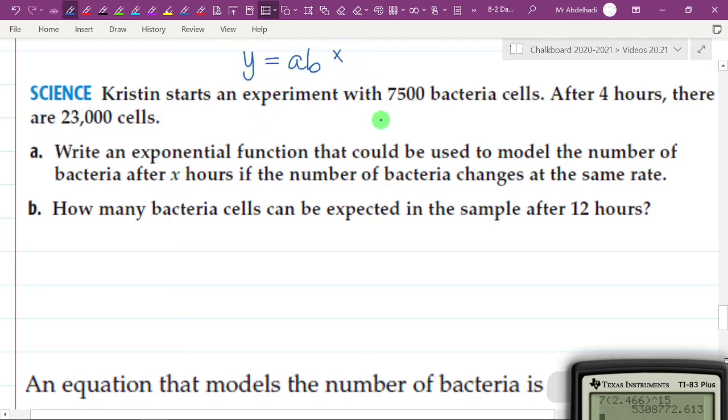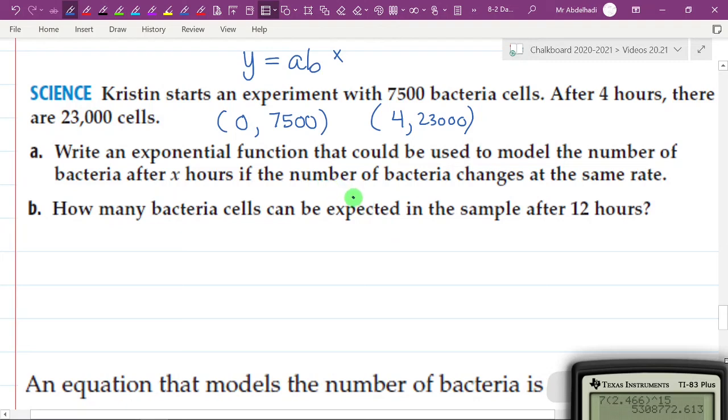So what are our 2 points? Well, Kristen starts the experiment with 7,500 cells of bacteria, right? X is the number of hours. So you do have 2 points here, because when she starts the experiment, you're at 0 hours, and you have 7,500 cells. And 4 hours later, your X is 4, because X is hours again, and you now have 23,000 bacteria cells, right? So you do have 2 points, and there they are.